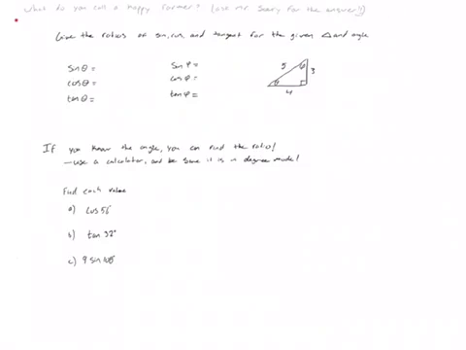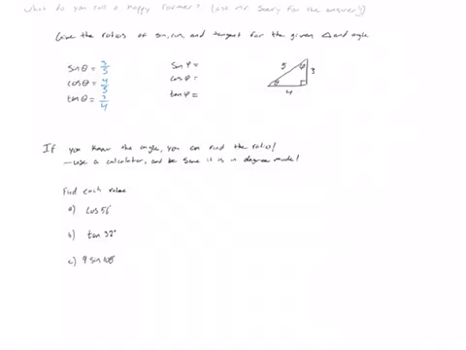All right. Give the ratios for sine, cosine, and tangent for the given triangle and angle. So let's see here. It says sine of theta. So theta is right here. And remember, sine is opposite over hypotenuse. So this is the opposite side of theta, so it's going to be 3 over 5. Cosine is adjacent over hypotenuse, so this is going to be 4 over 5. And then tangent is opposite over adjacent, so this is going to be 3 over 4.